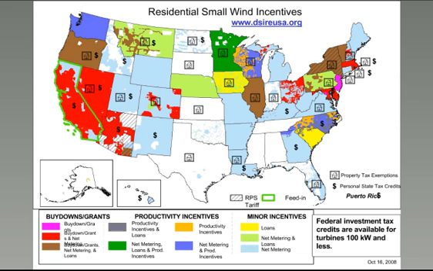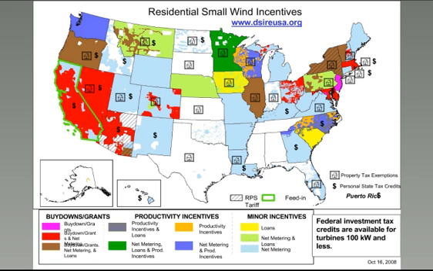This map just shows residential small wind incentives across the country. A few things stand out. First, a lot of states have some sort of incentive. Second thing to point out is the incentives vary a lot between states. And third thing is there's a lot of variation sometimes even within a state. Sometimes the incentives apply only to the investor-owned utilities, but not to the co-ops. Sometimes a program may just be run by a particular utility.